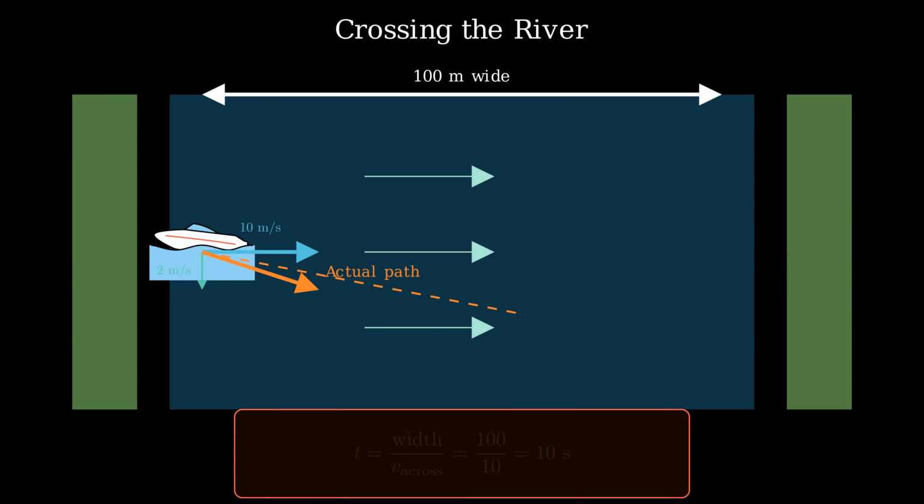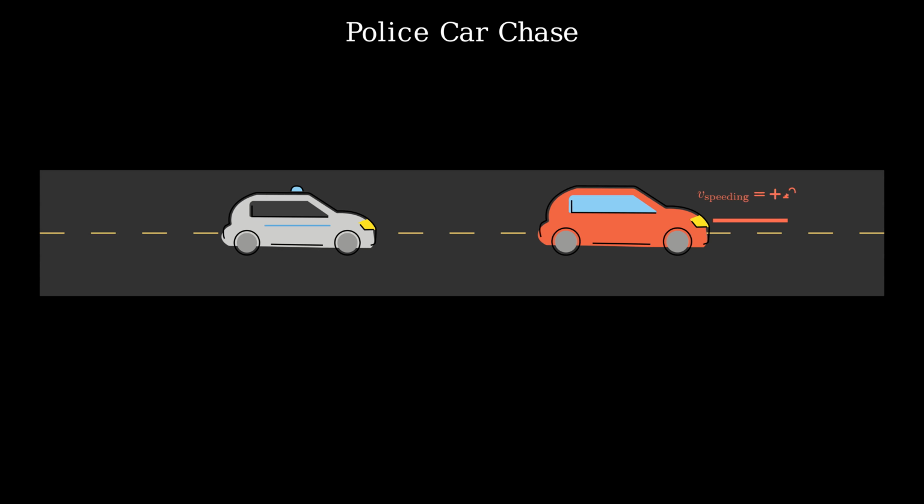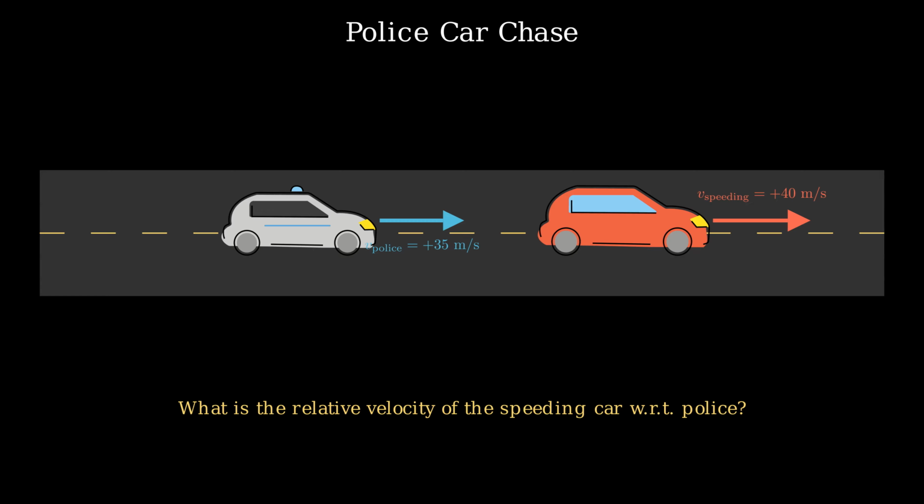During these 10 seconds, the river current carries the boat 2 meters per second times 10 seconds, which is 20 meters downstream. Now let's consider a police car chasing a speeding car on a straight highway. The speeding car is moving at 40 meters per second and the police car is moving at 35 meters per second, both eastward. What is the relative velocity?